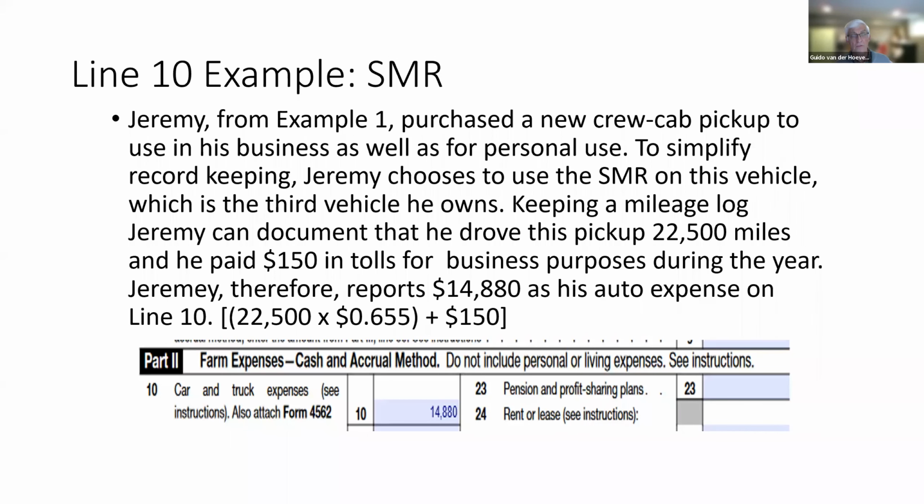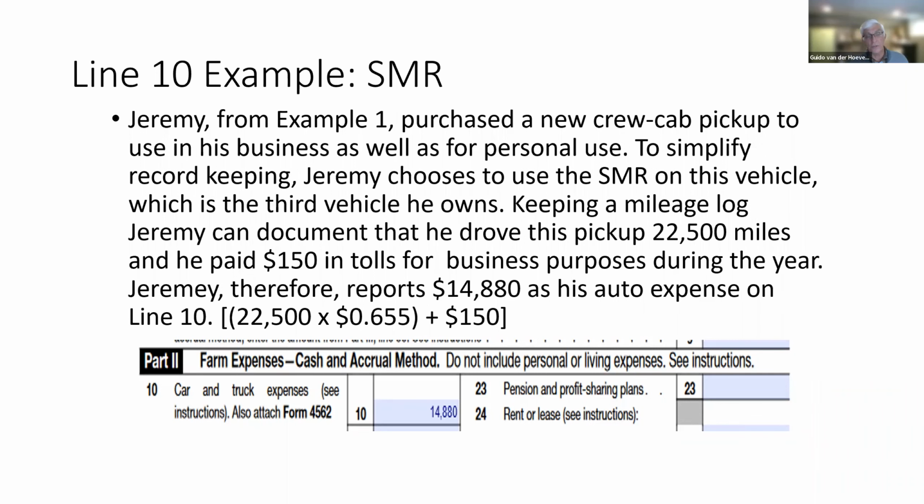Now, Jeremy, if he wants to, he does purchase another truck. He wants to simplify a little bit, and he decides to use on this particular vehicle the standard mileage rate. Now, he keeps the mileage log. He can document that he drove 22,500 miles. He also paid $150 in tolls that were for business purposes throughout the year. And so he has a total to report of $14,880 as his automobile expense.